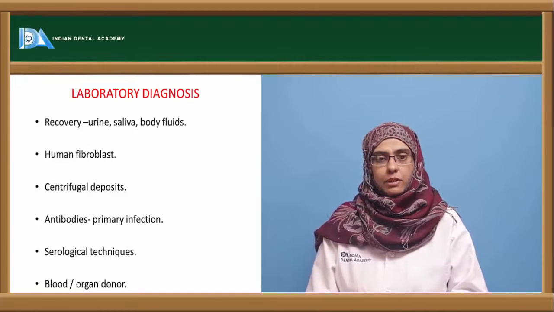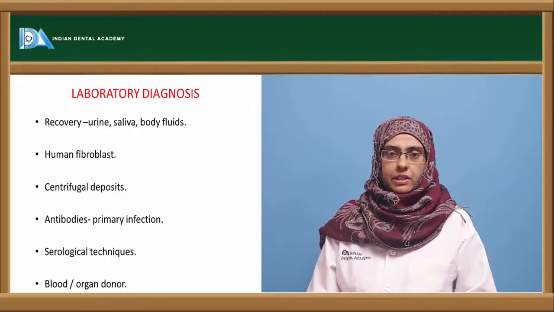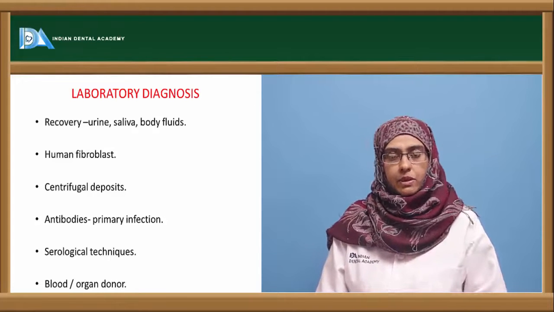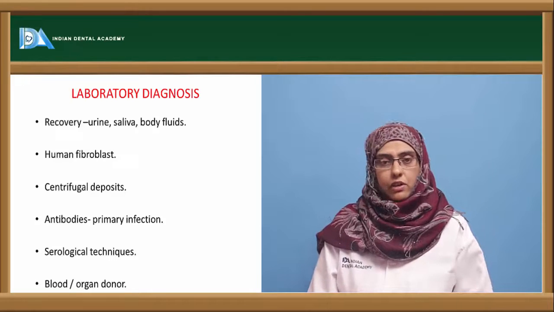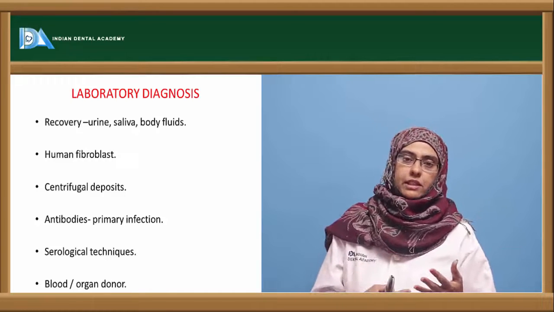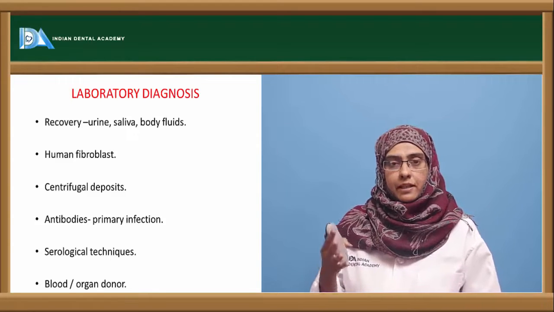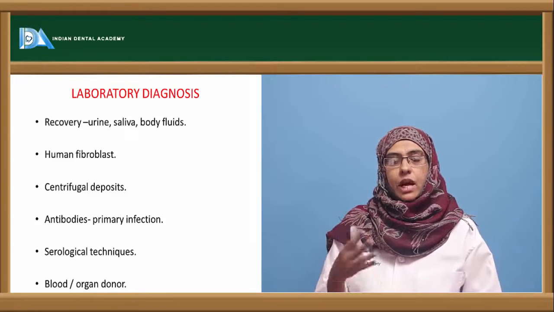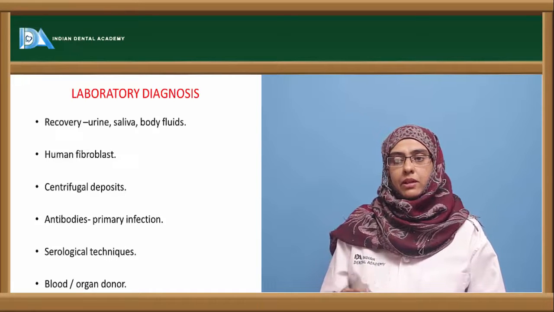Antibodies usually protect the person in the primary infection, and hence an increase in the titer of the antibody in the primary infection helps in identification of the disease. You can go for serological techniques such as ELISA, complement fixation test, RIA, and counter immunofluorescence test to identify the organism. And it is very essential for us to identify the organism in the case of a patient who is donating blood or an organ.